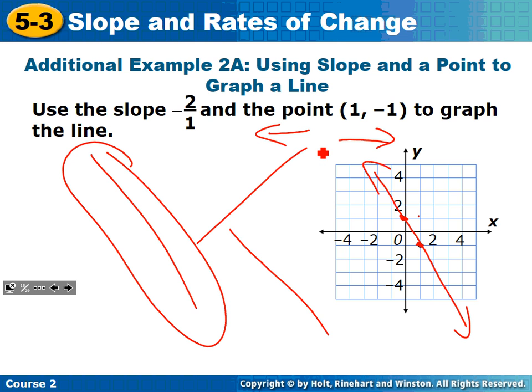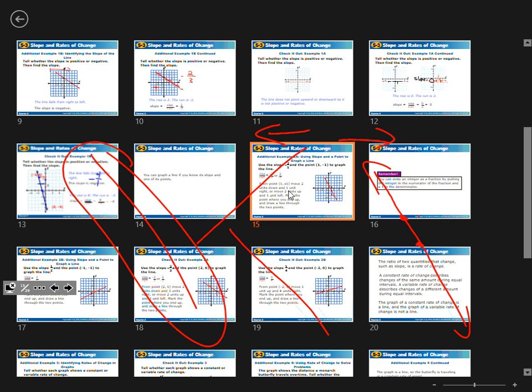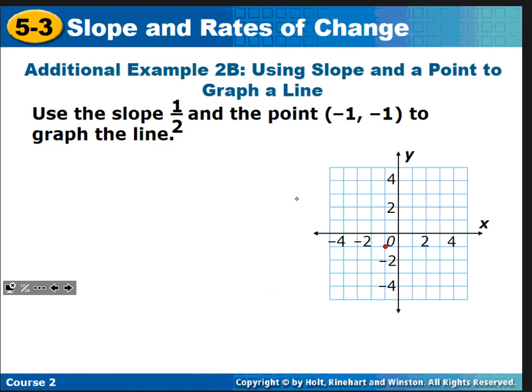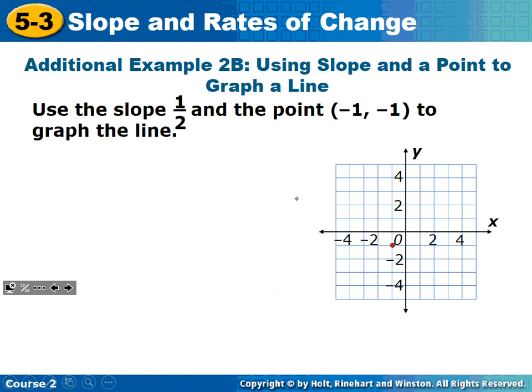Cody, you with me? Awesome. There's my dot, -1, -1. We know that the line is going to go like that, right? So we go up 1, over, we want to go to the right 2.